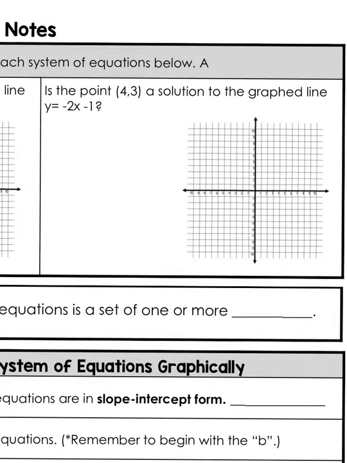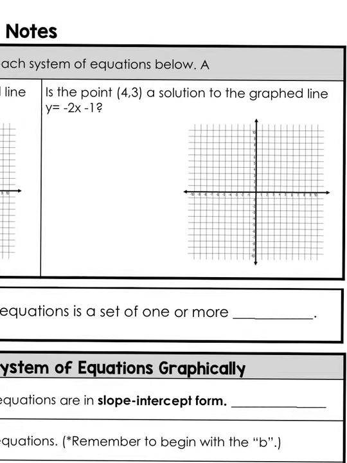Okay, we're going to follow that same process and do that again. So is the point (4, 3) a solution to the graphed line y equals negative 2x minus 1? So again, my y-intercept is negative 1, so I'm going to begin with my b, place a point, and then my slope is negative 2, so I'm going to go down 2 over 1, down 2 over 1.